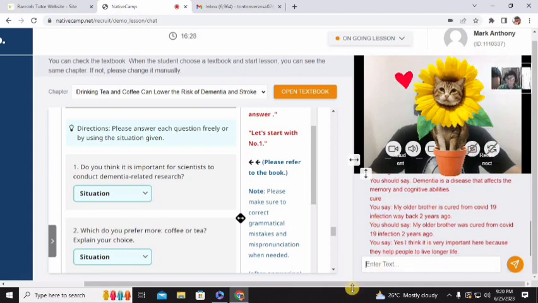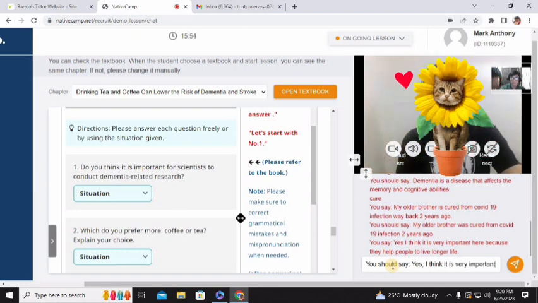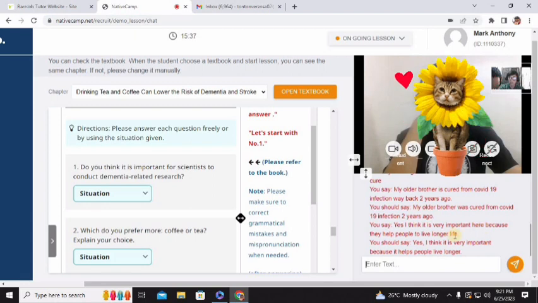Okay, so again, your answer, you say, yes, I think it is very important because they help people to live longer life. Okay, that is a nice answer, but to make it simpler and more grammatically correct, you can say it this way. I think it is very important because it helps people live longer. Okay, so you can remove here and to live, okay? Okay, I'll read the question again, and please answer with the correct sentence. Do you think it is important for scientists to conduct dementia-related research? Yes, I think it is important because it helps people live longer.